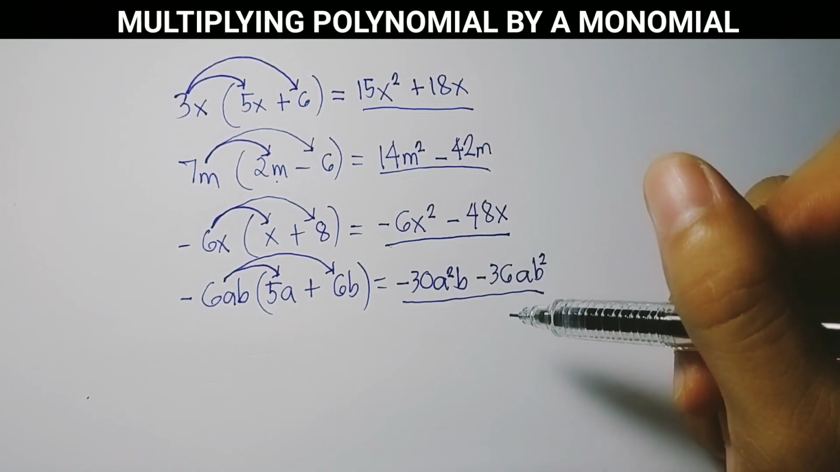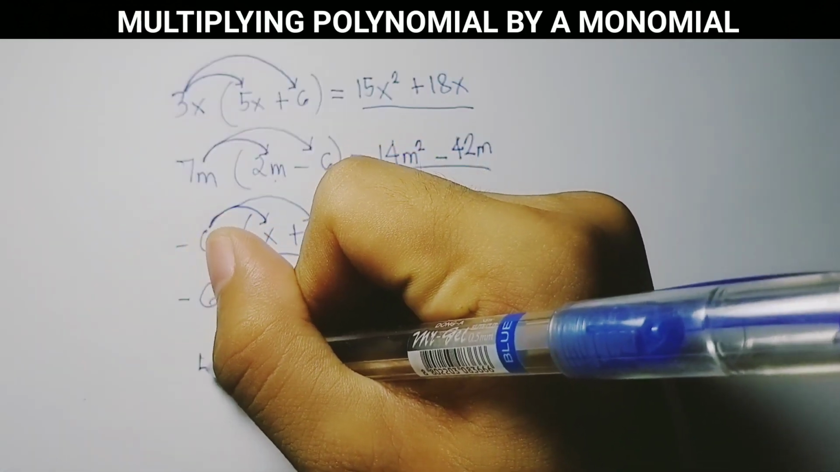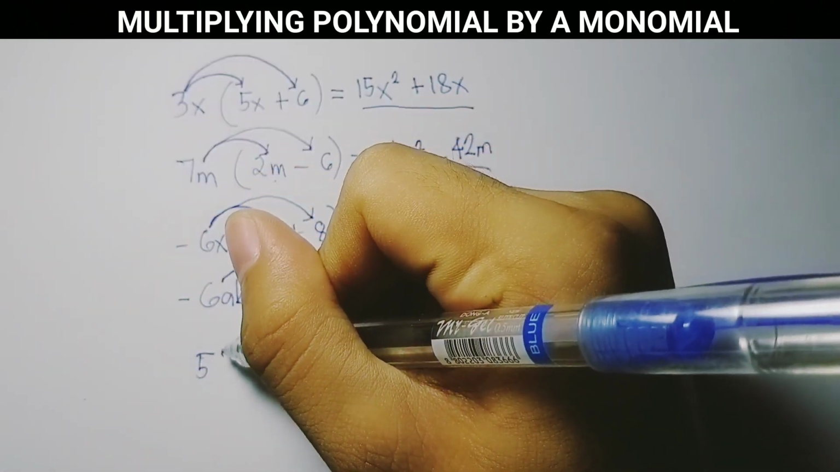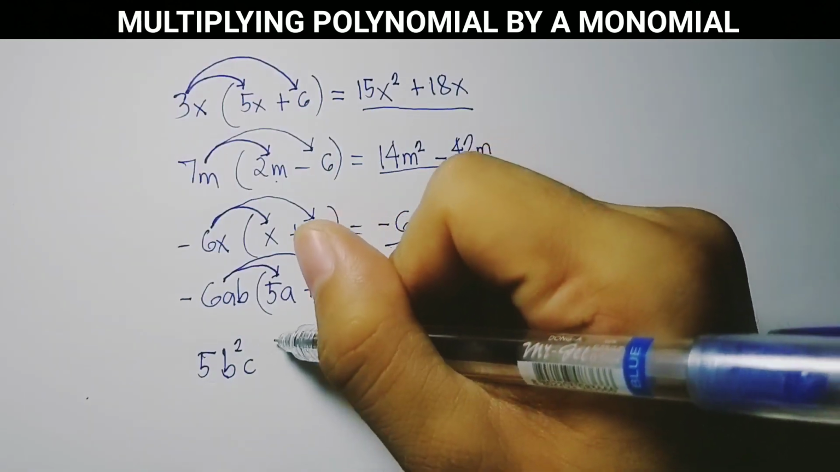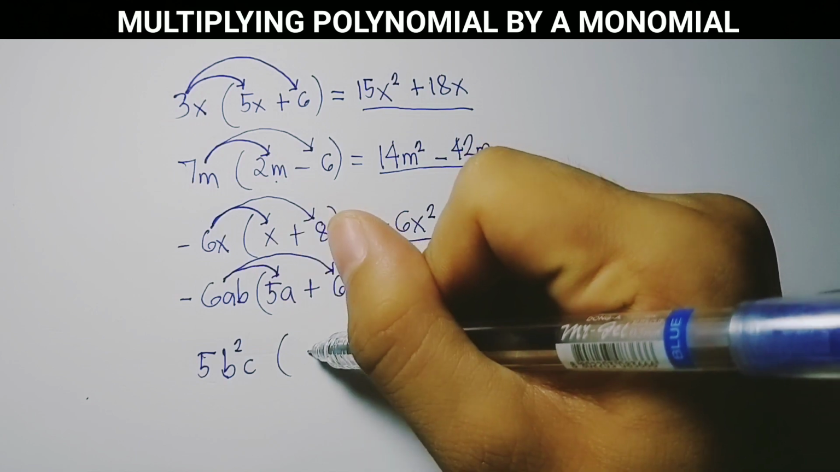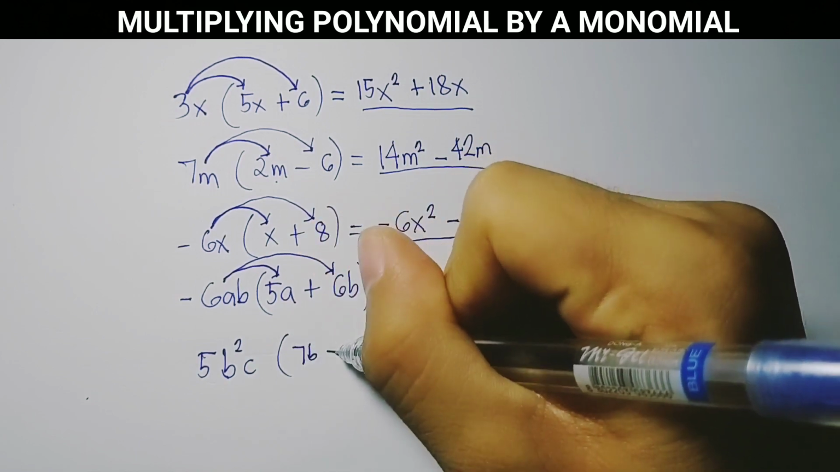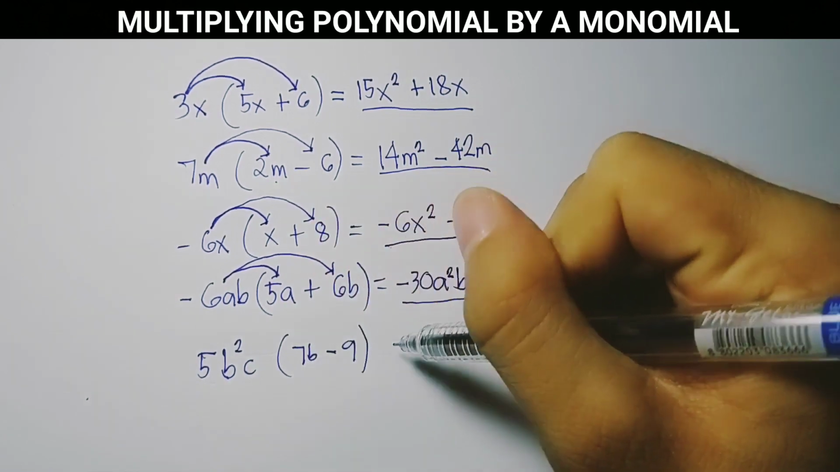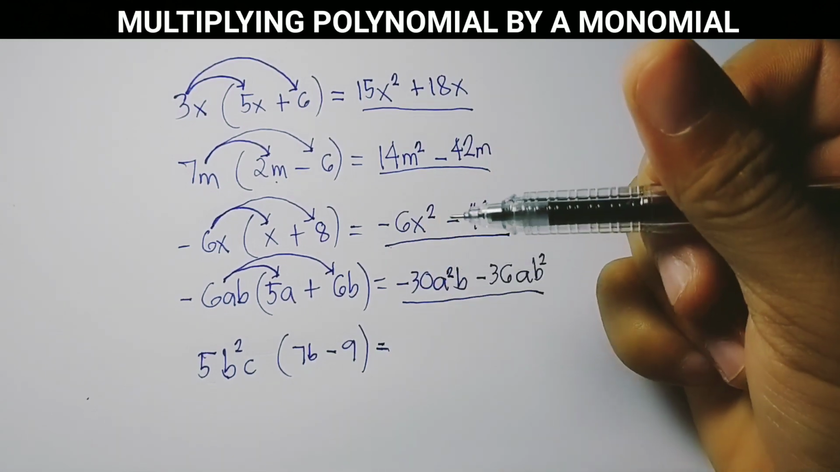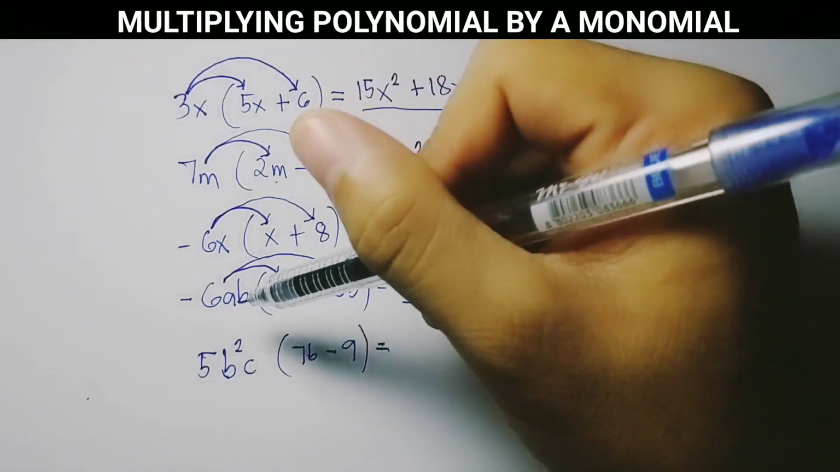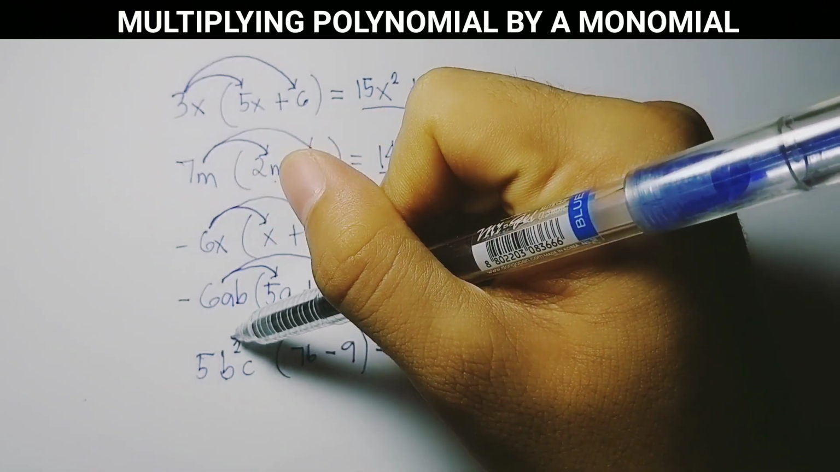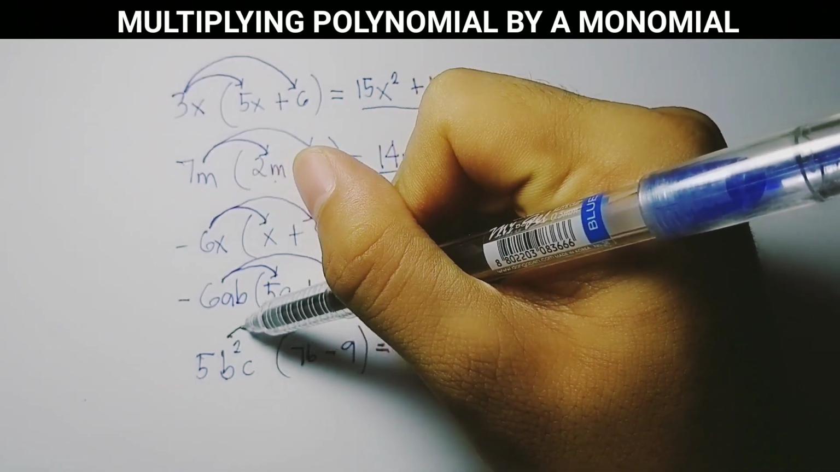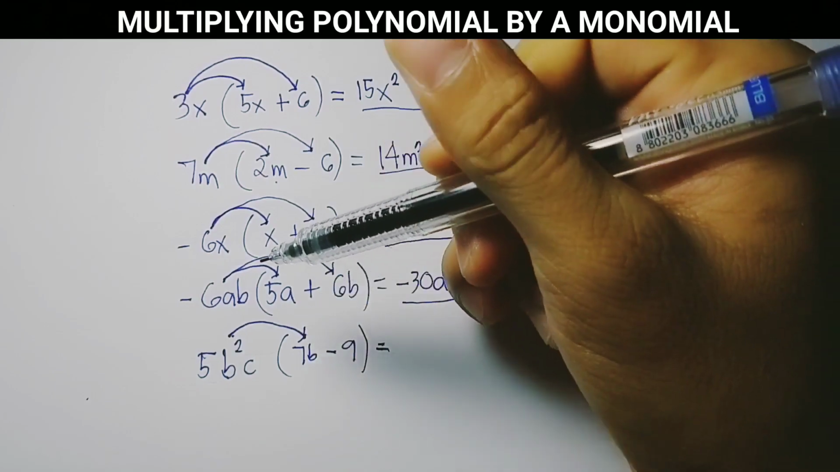Another example. 5b squared c, i-multiply na ni sa 7b minus 9. So, mao ra gihapon ang process. Ato i-distribute ang term diri sa tanan term sa pikas. So, positive 5b squared c, i-multiply na ni sa 7b.